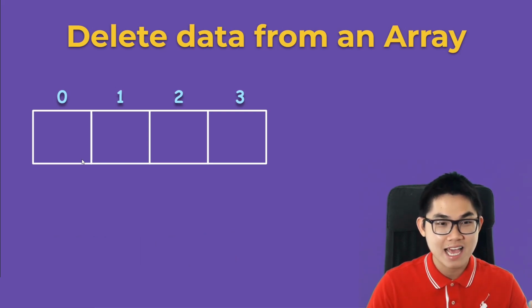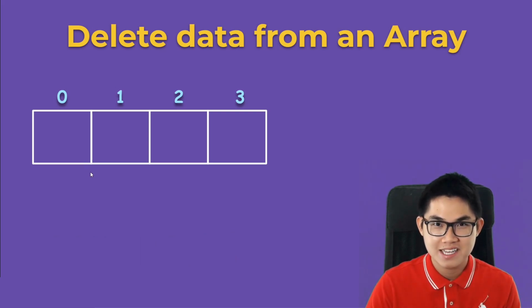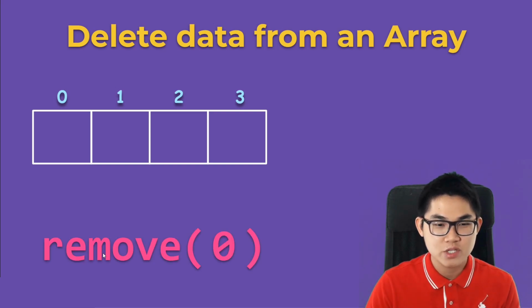And let's say that you have an empty array like this. What's going to happen if we try to remove again? There is no data, as you can see. So remove will just return null.